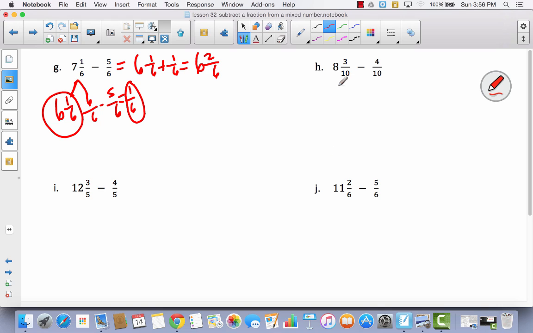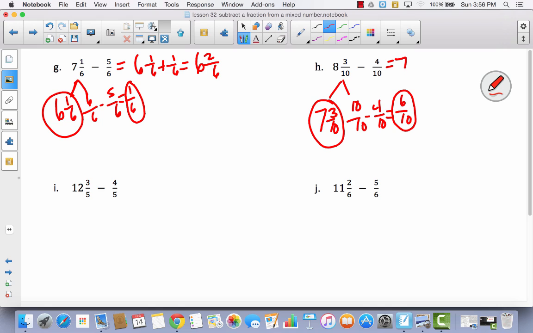Let's look at H. So by now you should be getting pretty good at this part. You should be able to say 7 and 3/10, and this part would be, okay, so now you're going to subtract 4/10 from 10/10, and that's going to leave 6/10. So I'm going to add 6/10 to this part of my number bond. So I have 7 and 3/10 plus 6/10, which equals 7 and 9/10.